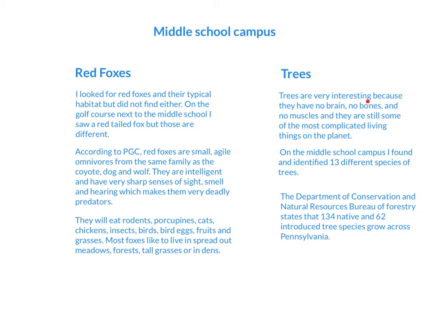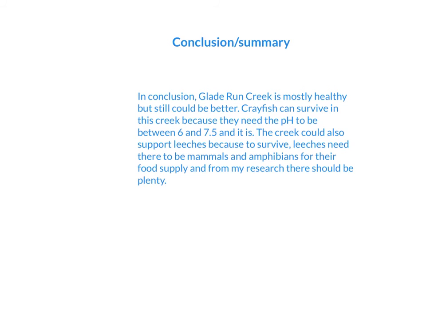Trees are very interesting because they have no brains, no bones, and no muscles, and they are still some of the most complicated living things on the planet. On the campus, I found and identified 13 different species of trees. The National Department of Conservation Natural Resources Bureau of Forestry states that 134 native and 62 introduced tree species grow across Pennsylvania. In conclusion, Glade Run Creek is mostly healthy but still could be better.